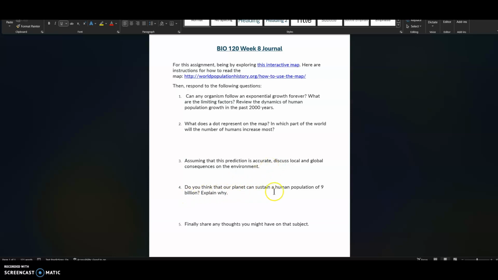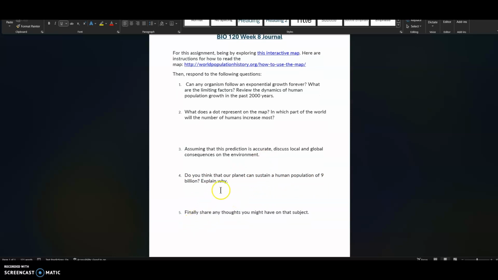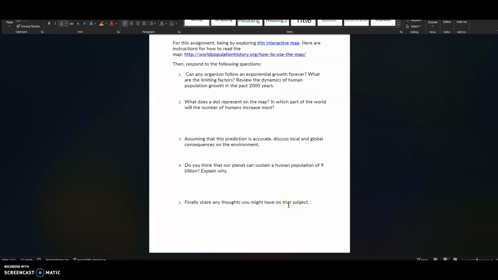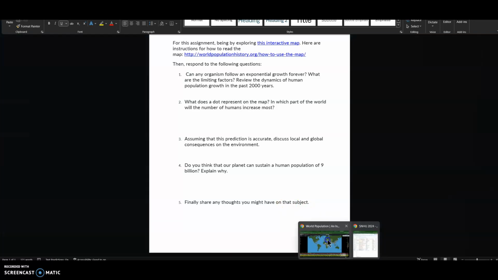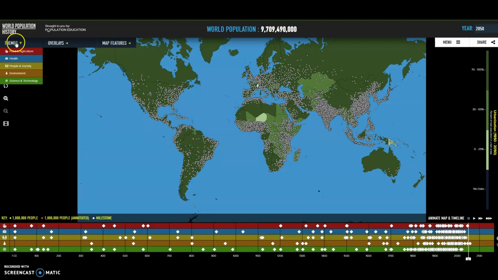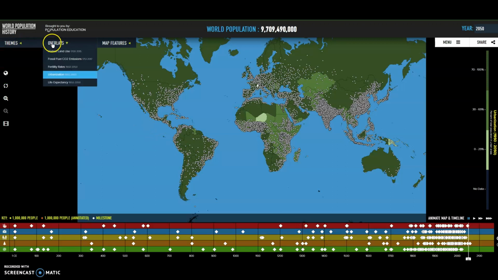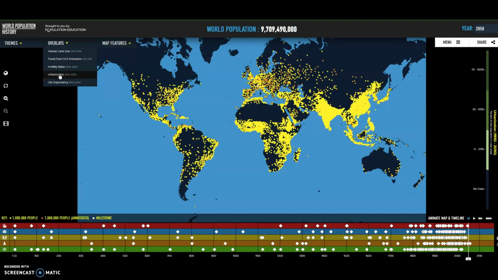Do you think that our planet can sustain a human population of 9 billion? Explain why. And then finally, share any thoughts you might have on this subject. So what are your thoughts on human population growth and how it can affect all those different factors that we looked at on the map? Like the land uses, the life expectancy, urbanization, all that stuff. What does it all mean? What are your thoughts about it?